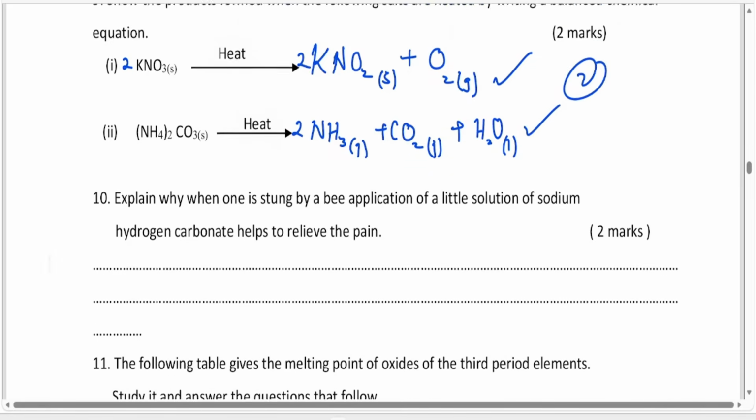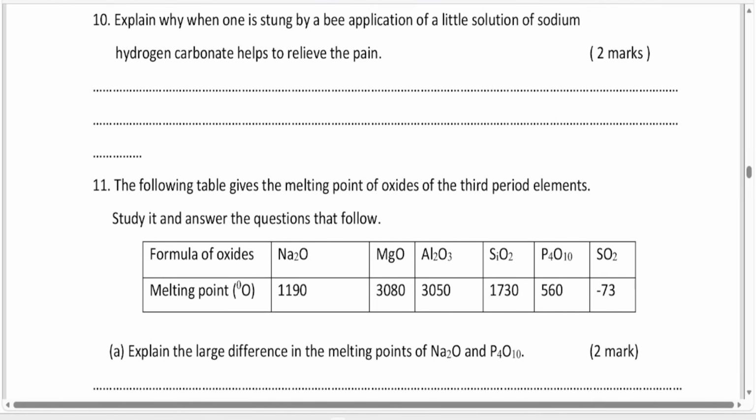Moving to question number 10. Explain why, when one is struck by a bee, application of a little solution of sodium hydrogen carbonate helps to relieve the pain. This is the issue of acids and bases. We know the sting of a bee contains an acid. Applying sodium hydrogen carbonate, which is a base, neutralizes that acid. And therefore, we say a bee sting produces an acidic substance.